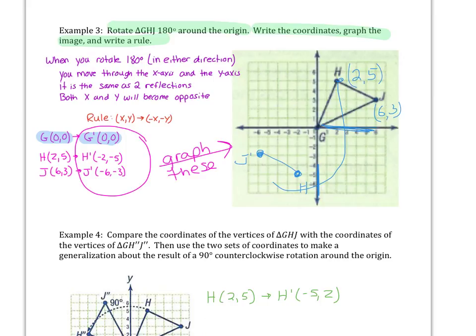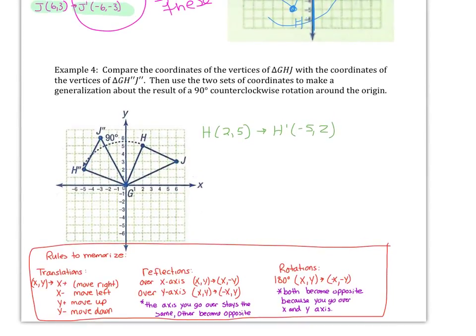And then you can connect the triangle. So again, we kind of already did that as we were going through the coordinates, but look one more time. H was at 2, 5. H prime would be at -2, -5. J was at 6, 3. J prime would be at -6, -3. And then here's the rule. (x, y), which is any coordinate, will become (-x, -y) if you're doing a rotation 180 degrees.